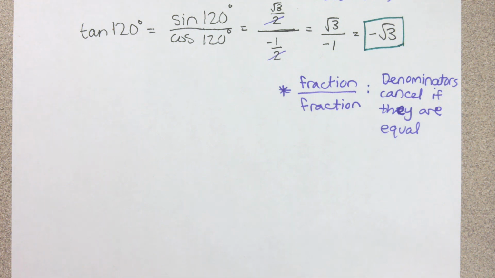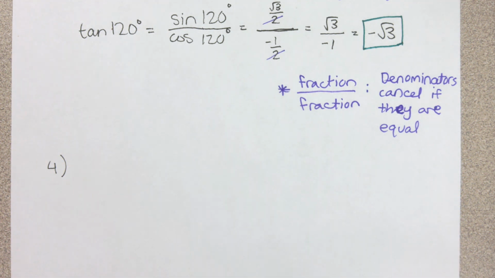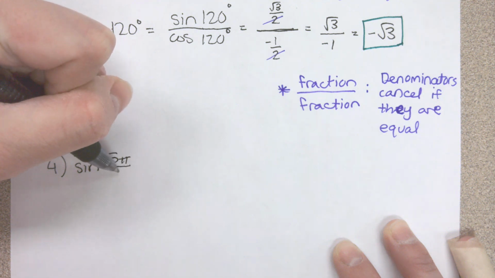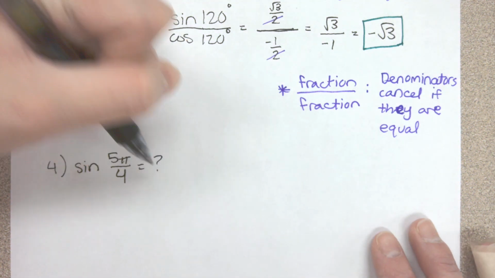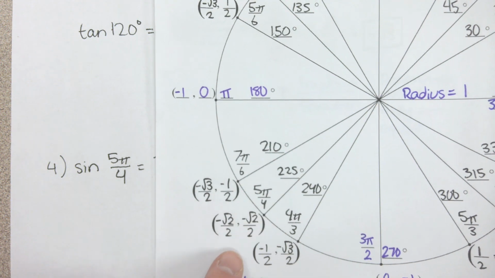Let's do one more problem. I'm going to make this very simple. Believe it or not, this works in radians as well. Sine of 5 pi over 4. You're doing the exact same thing, except your question's just being asked in radians. So again, you find 5 pi over 4 on the unit circle. That's quadrant 3. And then you write the point down.